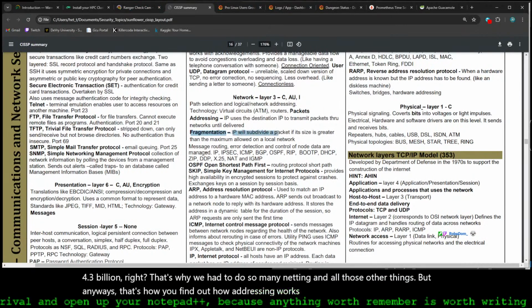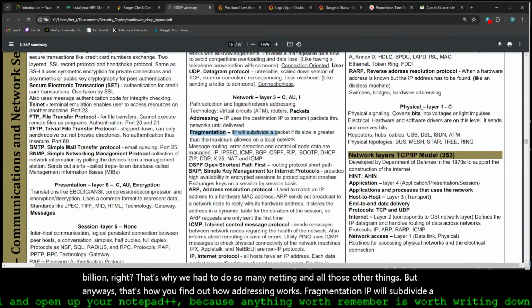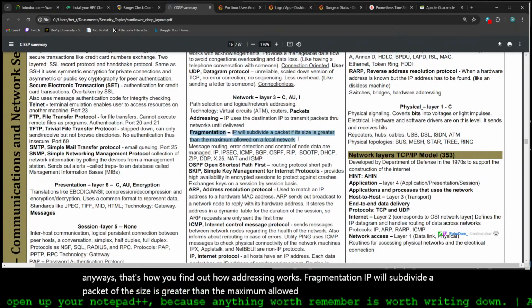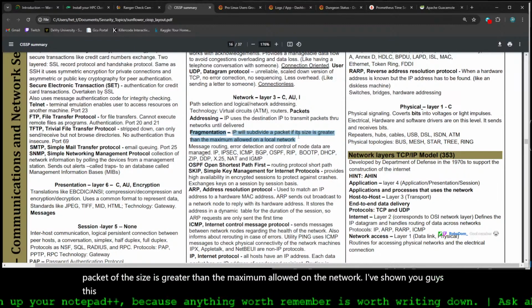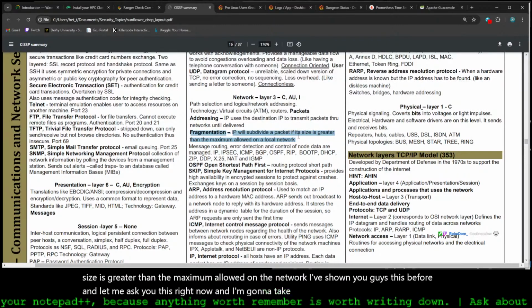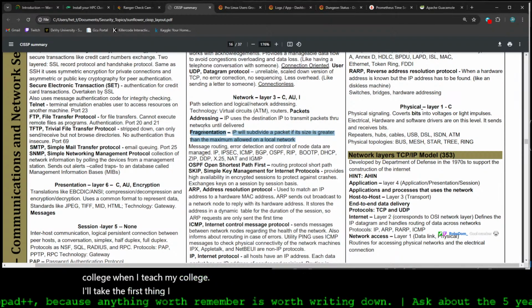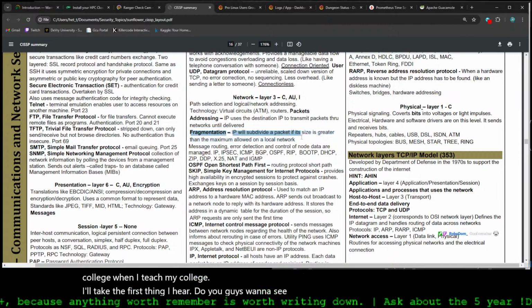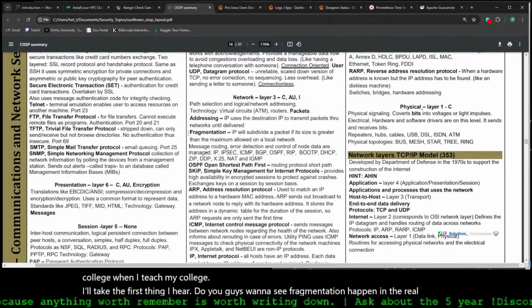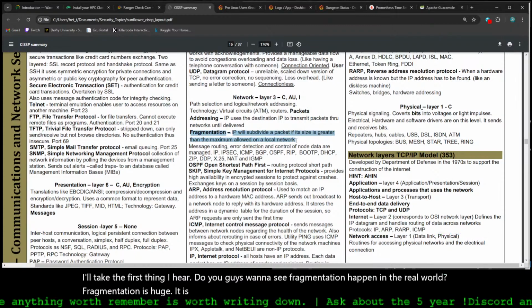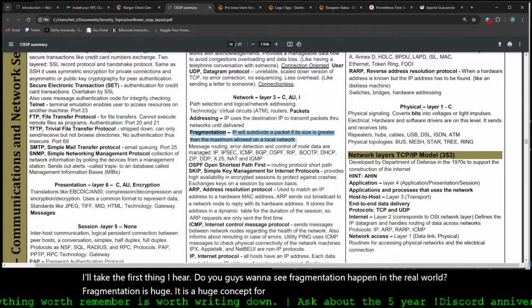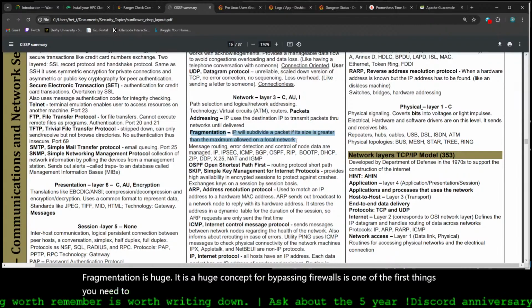Fragmentation. IP will subdivide a packet if the size is greater than the maximum allowed on the network. I've shown you guys this before, and let me ask you this right now. Do you guys want to see fragmentation happen in the real world? Fragmentation is huge. It is a huge concept for bypassing firewalls. It's one of the first things you need to learn if you want to bypass firewalls, right?